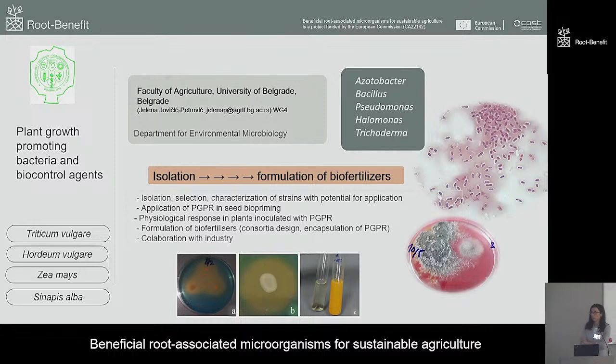We work on plant growth promoting bacteria and biocontrol agents from different genera, mainly Bacillus, Azotobacter, Pseudomonas, Halomonas, and Trichoderma, and with different plants of interest depending on the current project, but mainly cereals. Our research includes steps from isolation and characterization of mechanisms through to application, because we collaborate with industry. We work on consortia design, and in recent years we are applying encapsulation techniques in order to provide better shelf life and better survival of microbes.